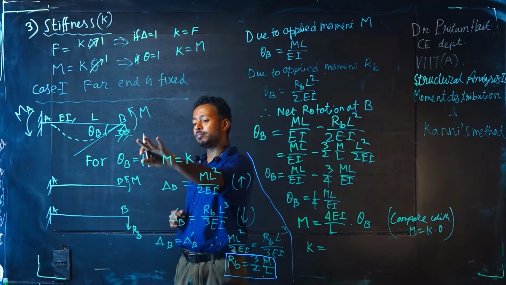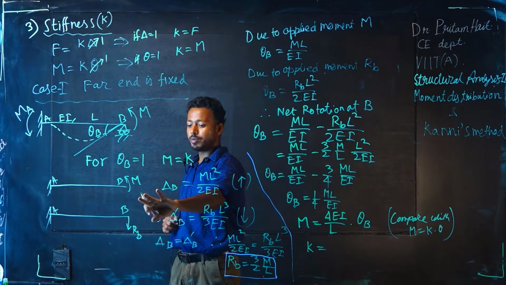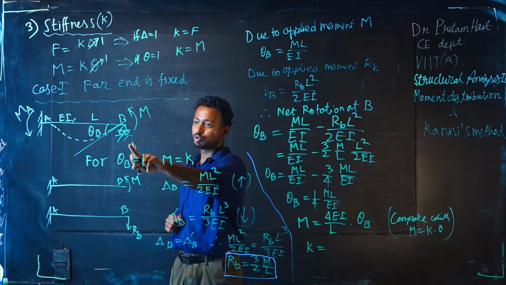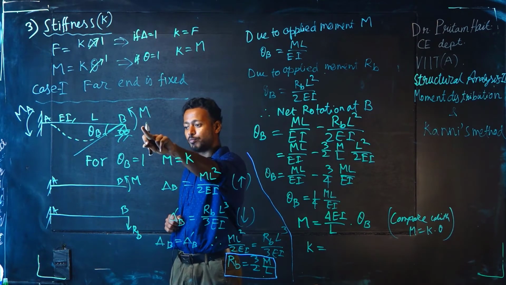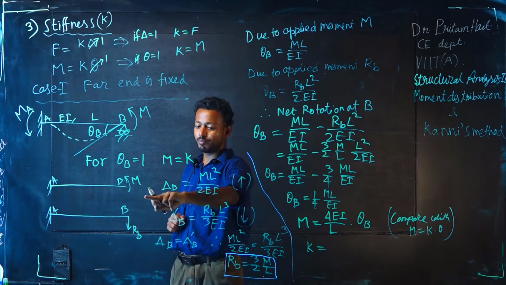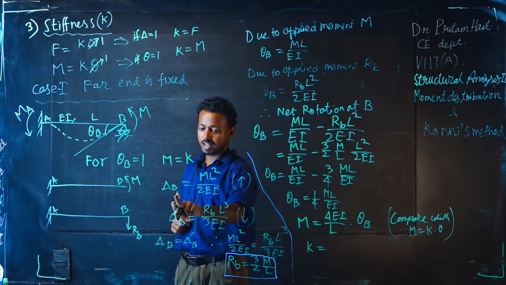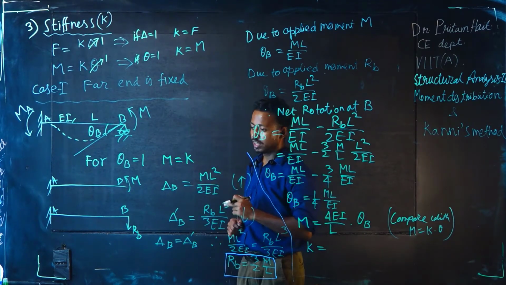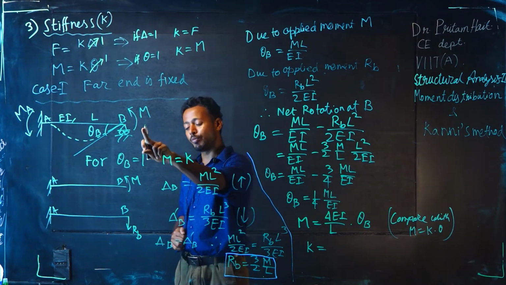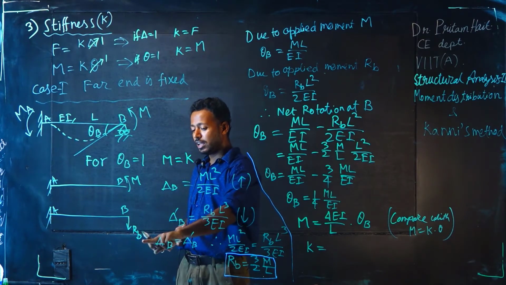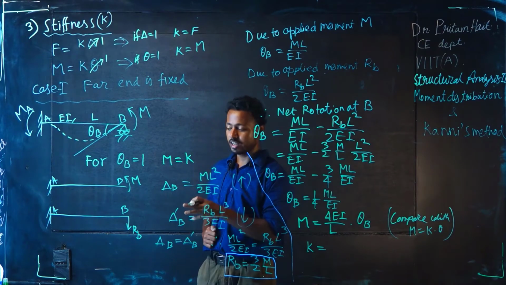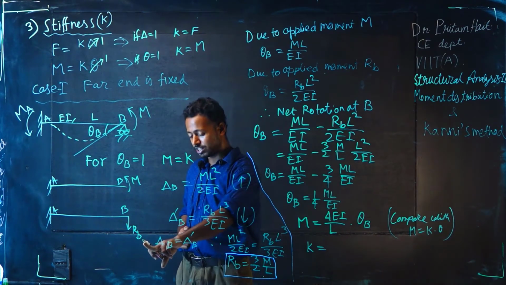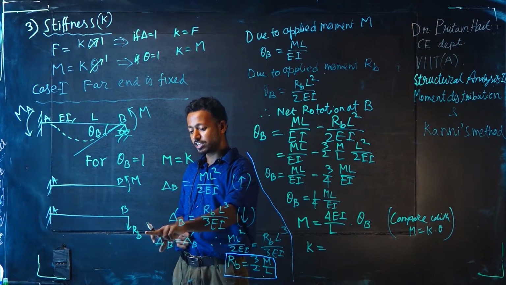Now I split this beam into two parts. One is the moment part, another is the reaction part. As this is a prop cantilever, due to the applied moment M, the deformation at B support will be ML square by 2EI, which is upward. And as I am applying M moment, the reaction will be in downward direction, as I told you in the earlier class. So due to the applied moment, this reaction is coming.